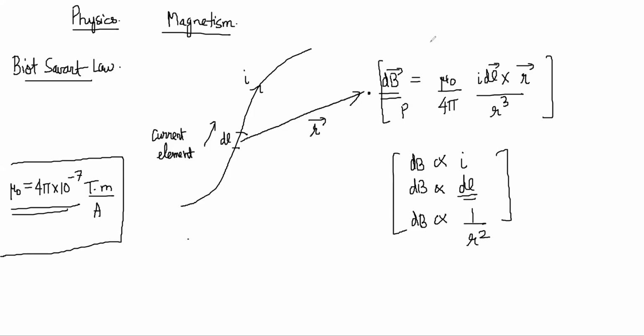Here B will come as Tesla meter per ampere into ampere. Tesla is magnetic field. So that's B. B is magnetic field, Tesla. Now force is equal to QVB, a simple formula that will come eventually.